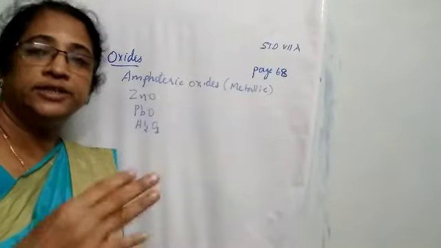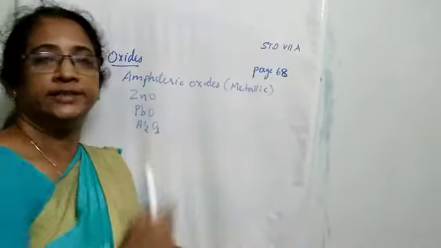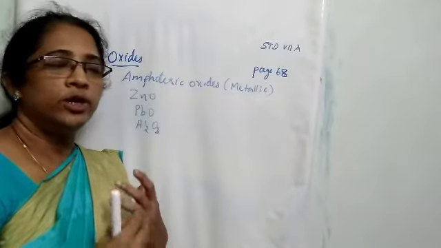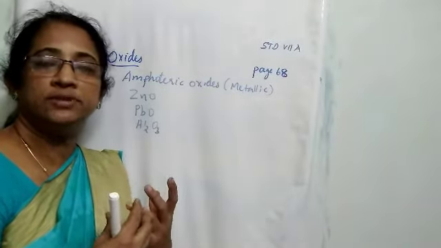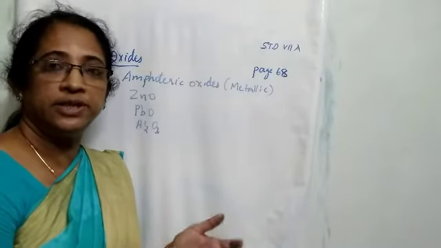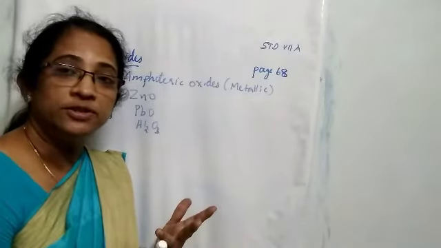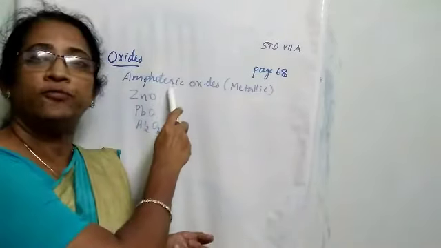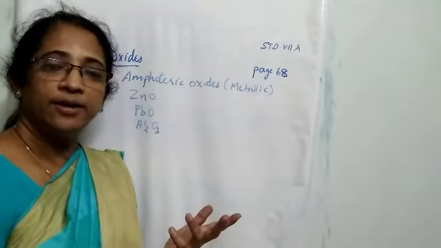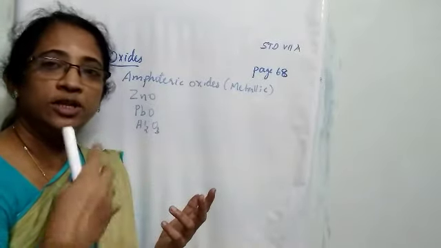The next type of oxide is amphoteric oxide. Amphoteric oxides are also metallic oxides. And what is the meaning of amphibians? The term you learned in biology. Amphibians means those animals which can live both in water and on land. In chemistry also, the word is there, amphoteric. What is meant by amphoteric? It shows both the characters, both the reactions.